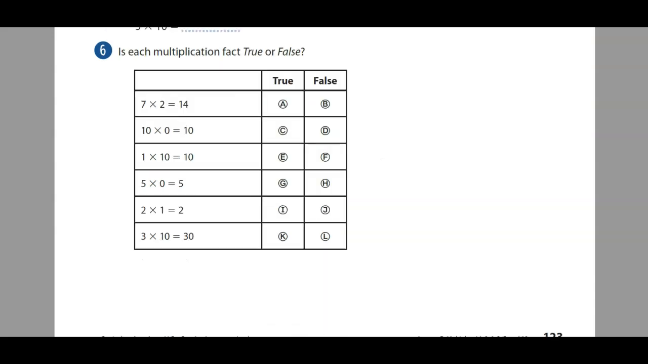You saw something similar to this last week on your test, so we have to circle yes or no, true or false. So 7 times 2, is that 14? Yes. Because when I'm multiplying by 2s, I just double the other factor. So 7 plus 7 is 14. So that is true.